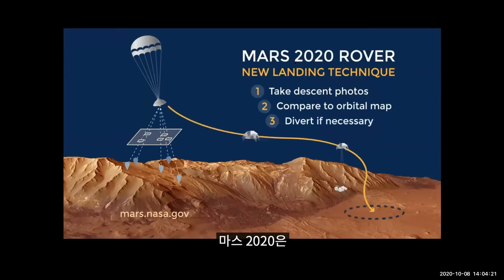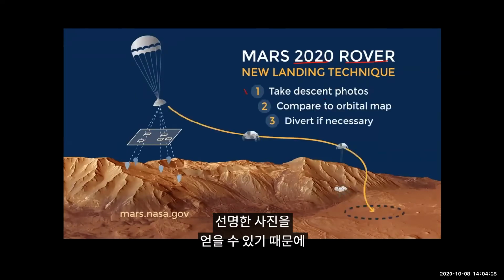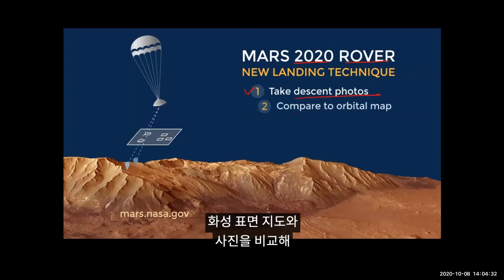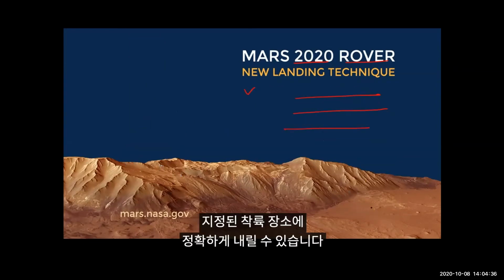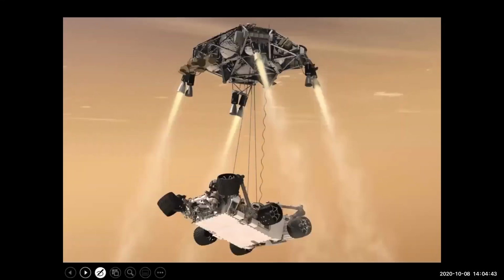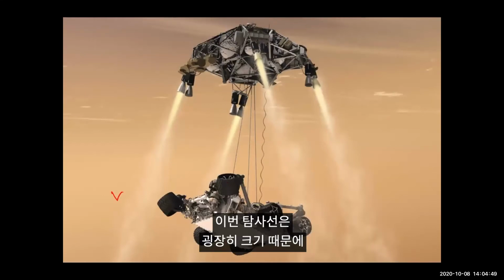So Mars 2020 has a better way of landing, an accurate landing, by taking distant photos and comparing the picture with the actual map, and it just takes the course so that it accurately lands on the designated site. Sky crane is one big picture. In the past we used a balloon, but this is so big, a balloon is not going to work out well.